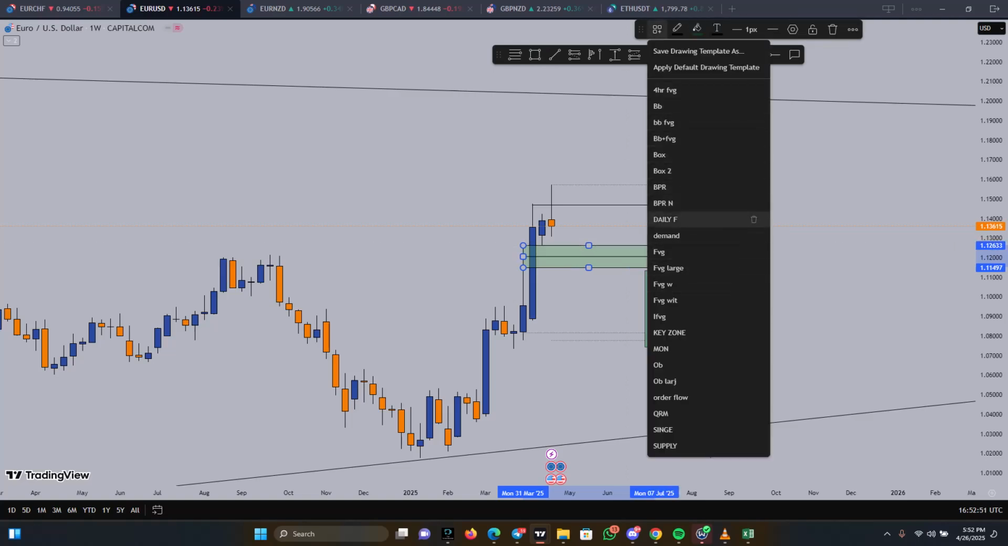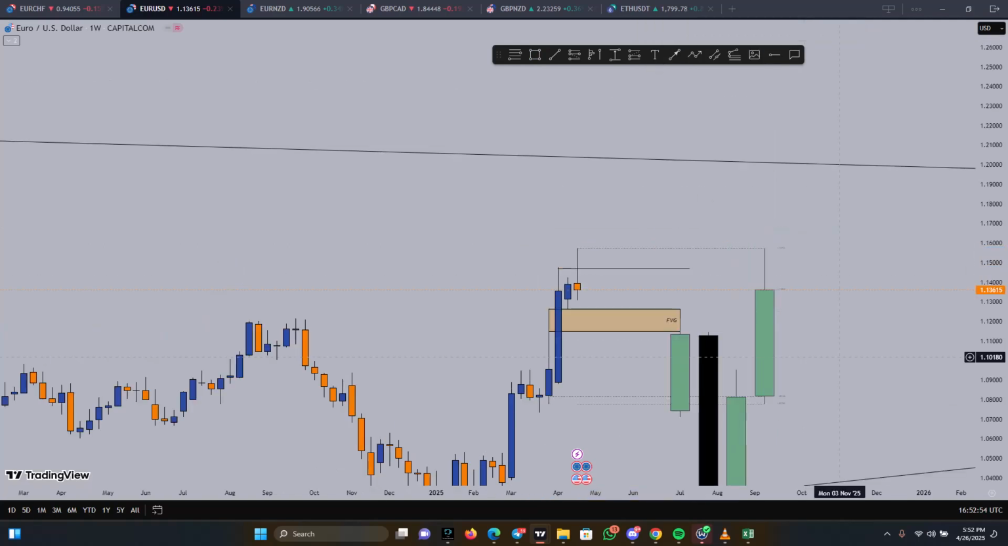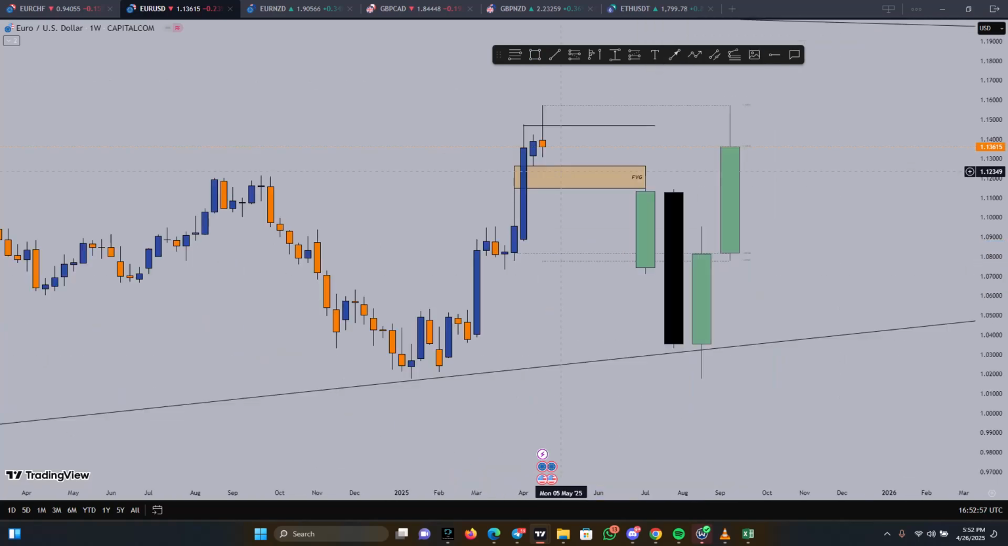FEG. Now that's the FEG. So now I'm going to be trading towards this FEG. That's a sell towards that area. So now let's go to daily time frame. Let's see what's on the daily time frame.